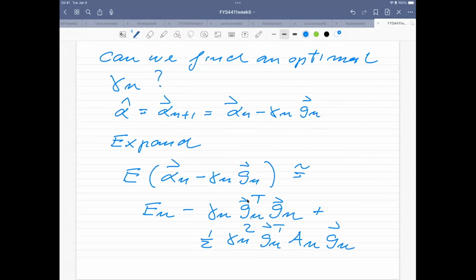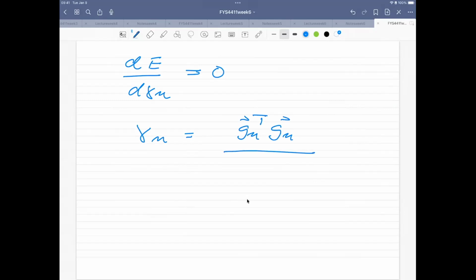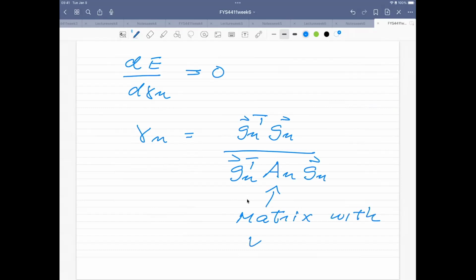And then what we do is simply calculate the derivative of the energy with respect to gamma n, and we want that to be 0. We want to find the optimal value. This is, again, another optimization problem. If we do that, we can find a value for gamma n, which is given by g of n vector transposed times g of n, divided by g of n transposed, multiplied with the matrix, times g of n. It's pretty easy to see that from the algebra. Keep in mind now that this is a matrix, which is the second derivative of E.